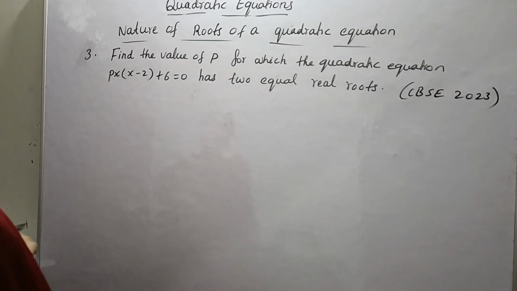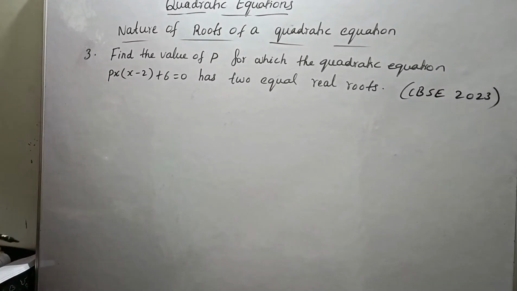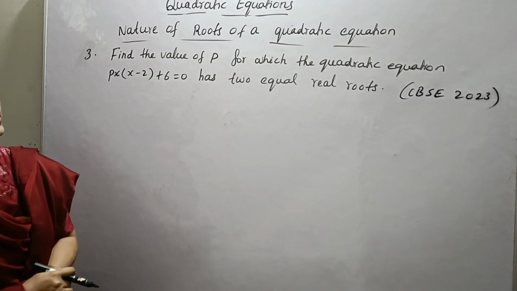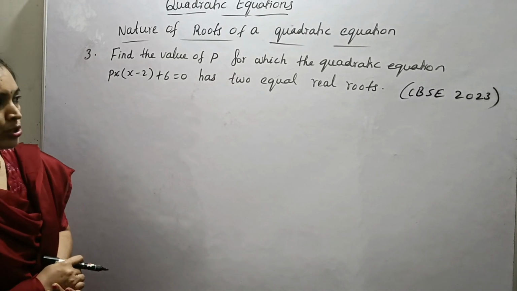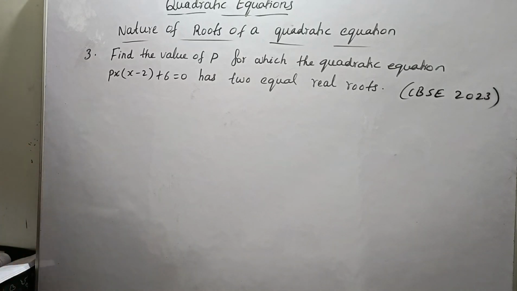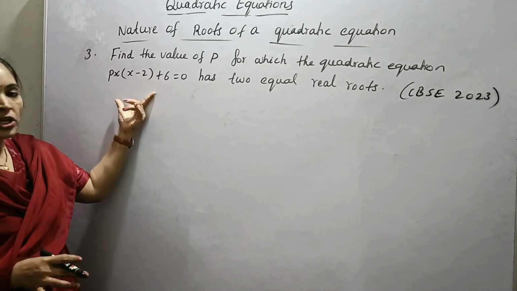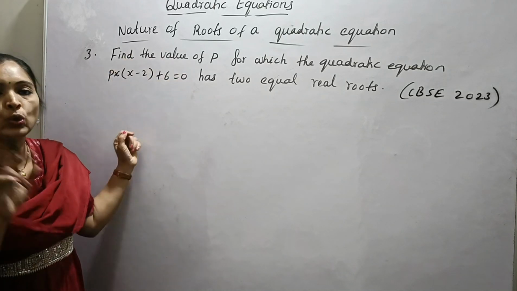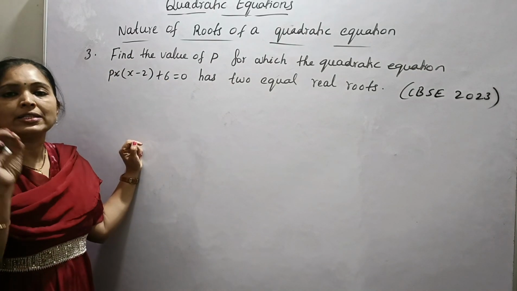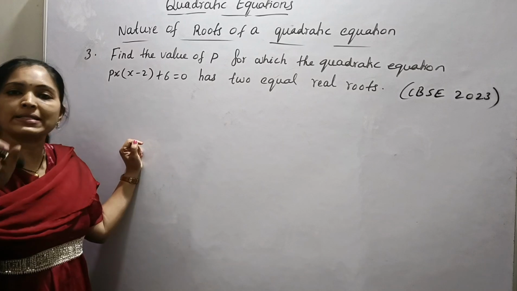Find the value of p for which the quadratic equation px into x minus 2 plus 6 is equal to 0 has two equal real roots. CBSE 2023 question. Here we have to find the value of p, and it is given that the given quadratic equation has two equal real roots, means it has only one root that is real.